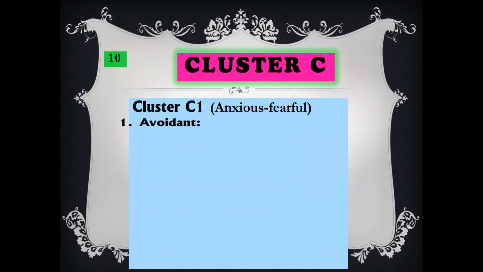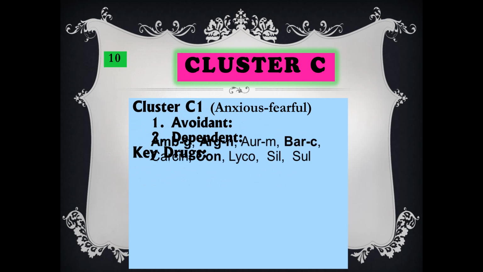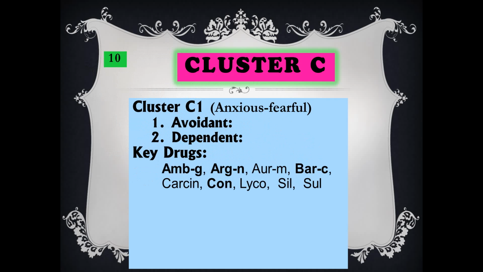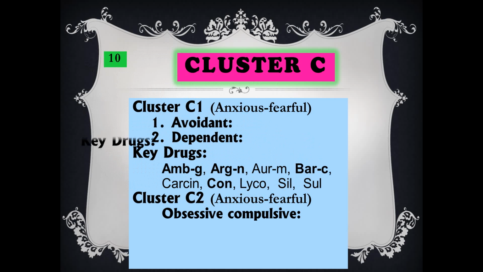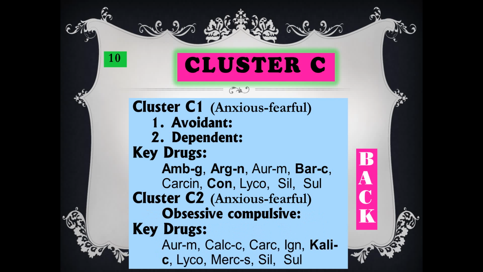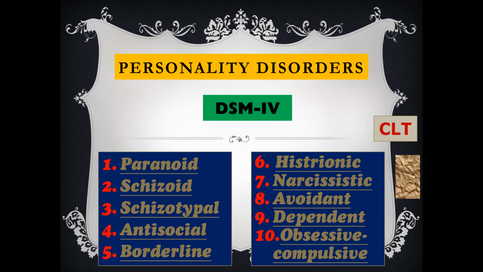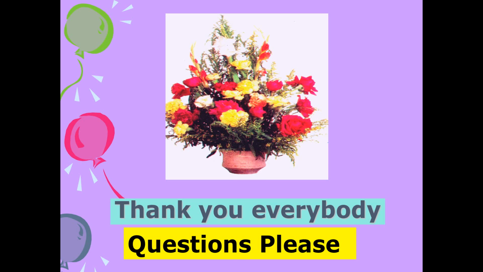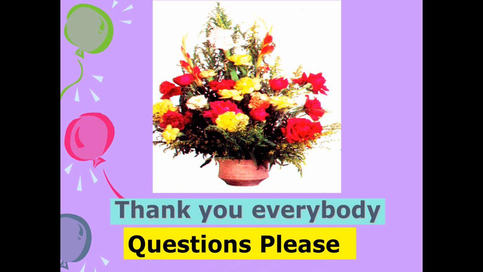Cluster C, anxious and fearful people, avoidant, then dependent. These are the C1. Here key drugs have been listed, which mainly I will read: Arsenicum, Argentum, Baryta and Conium. Then cluster C2 also same, anxious and fearful, and here it is obsessive compulsive, and main drug here is Kali carb. So that completes our first lecture today. So if there are any questions.